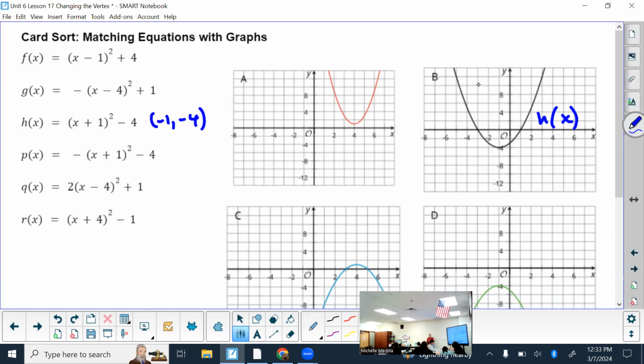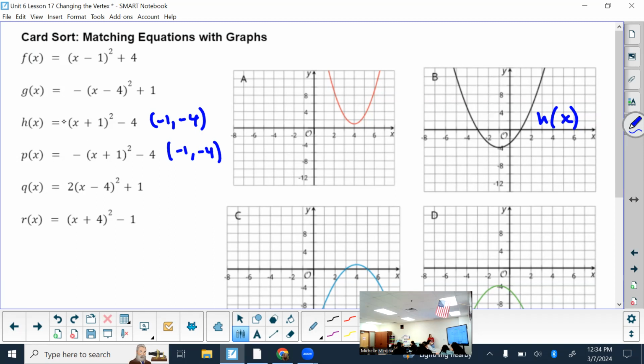So now I'm not talking about the graphs, I'm talking about the equations. Do any of these other equations have the same vertex? R of X doesn't. E of X does. So there's 2 that will have the same vertex. See how these equations are different.